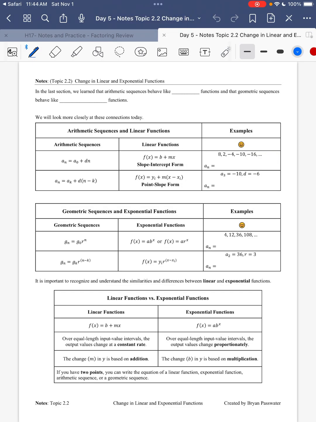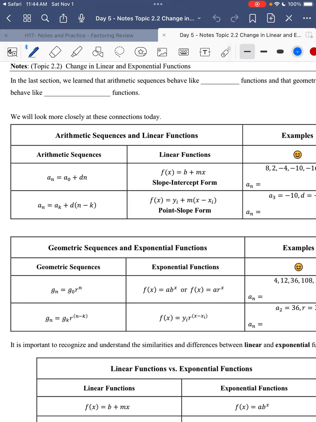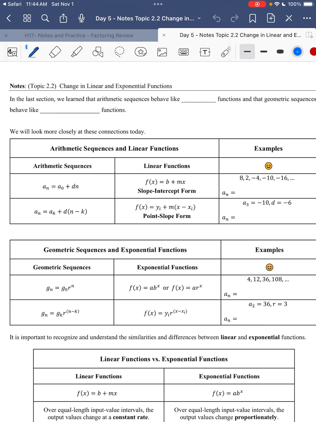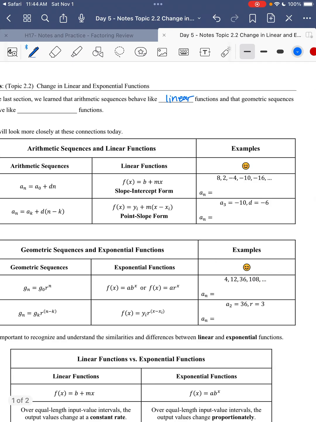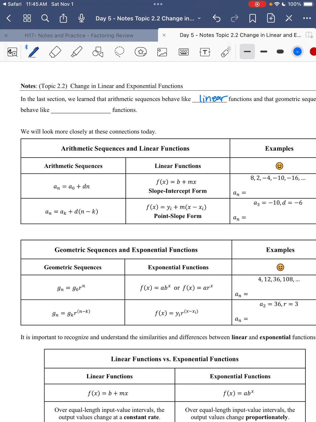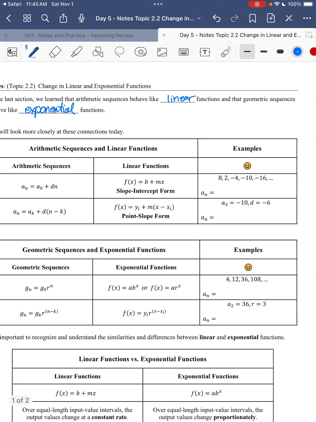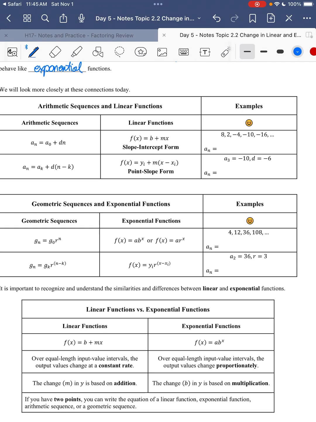Okay, so here are the notes on section 2.2. Just like we talked about in class, you learned that arithmetic sequences are kind of like linear functions, and that geometric sequences are basically like exponential functions. Okay, so just some examples to show you the two things.